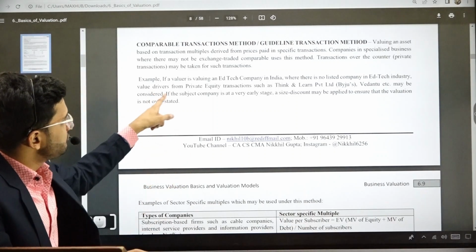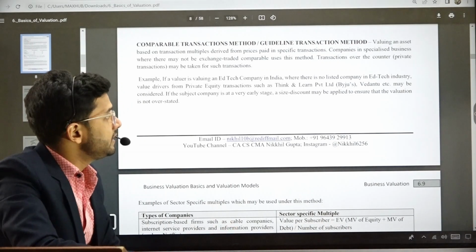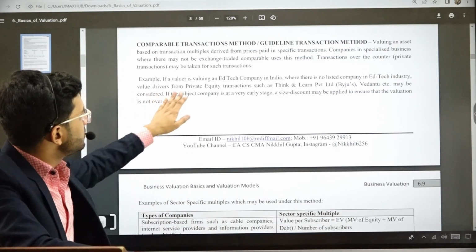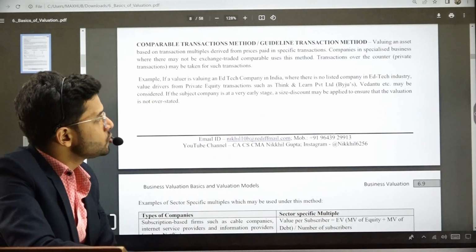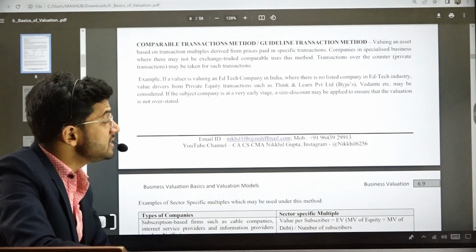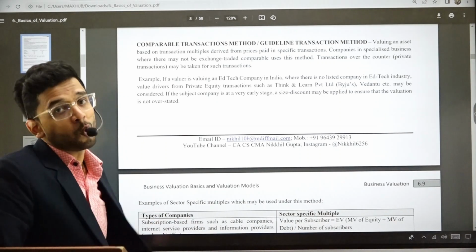For example, if a valuer is valuing an edtech company in India where there is no listed company in edtech, so in India there is no listed company in edtech, value drivers from private equity transactions such as Think and Learn, Byju's, Vedantu, etc. may be considered. If the subject company is at a very early stage, a size discount shall be applied to ensure that valuation is not overstated.